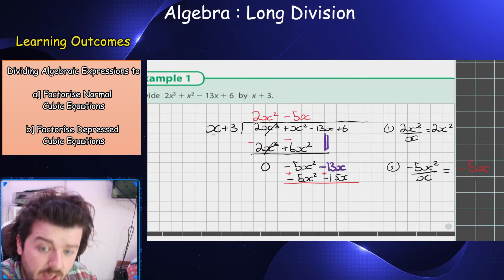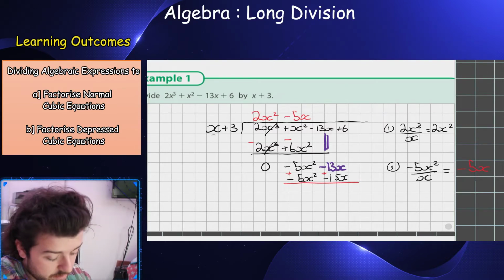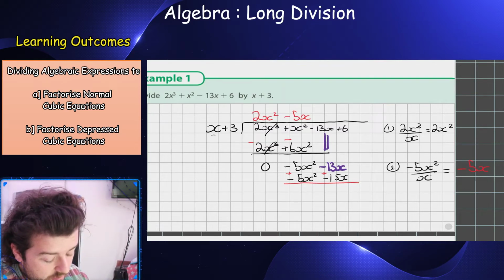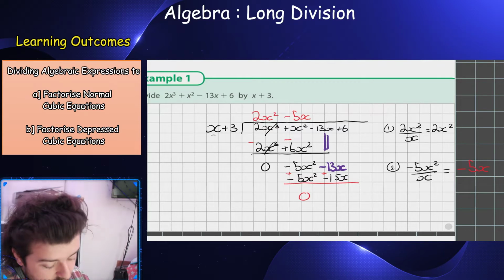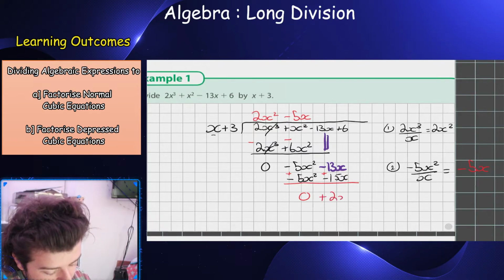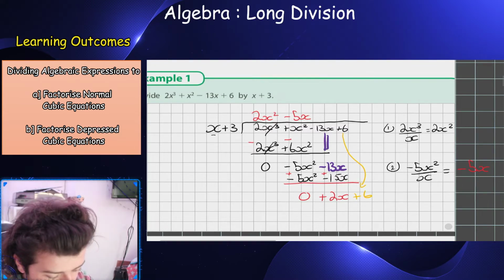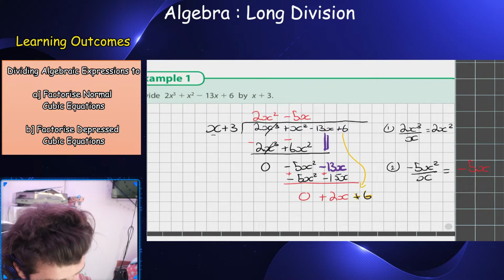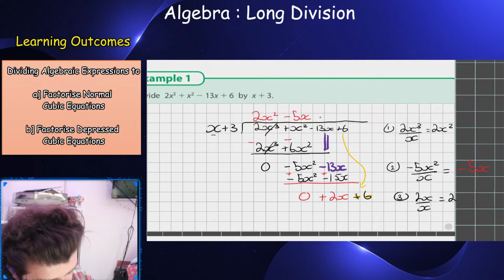Minus 5x squared plus 5x squared is going to be 0. Minus 13x plus 15x is going to be a positive 2x. And then I bring down my final term, the plus 6. Then finally, 2x divided by x is going to give me 2. So I have a plus 2 on top here.